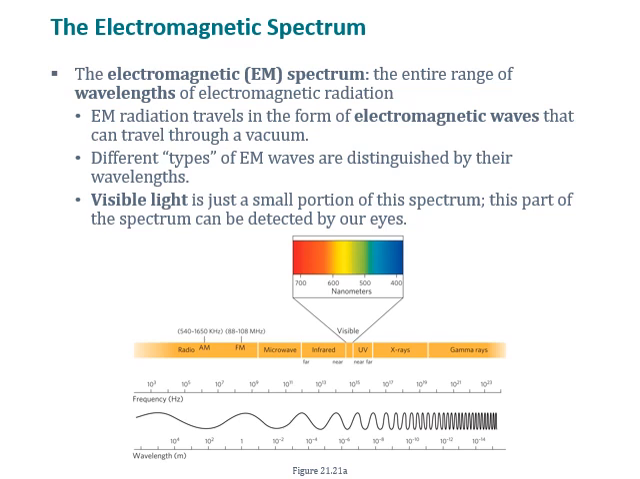For part 2 of the lecture, we'll discuss the electromagnetic spectrum. The electromagnetic spectrum is the entire range of wavelengths of electromagnetic radiation. Electromagnetic radiation travels in the form of waves that can travel through a vacuum, and different types of electromagnetic waves are distinguished by their wavelengths. Visible light is a small portion of the spectrum and the part of the spectrum that can be detected by our eyes.